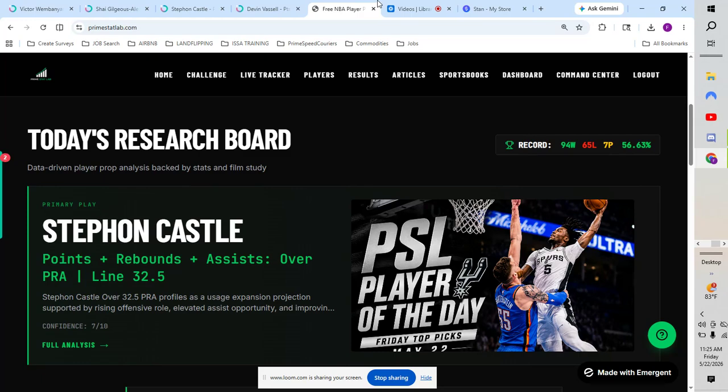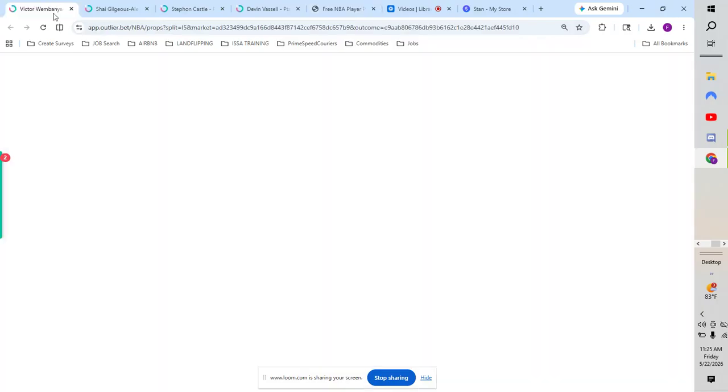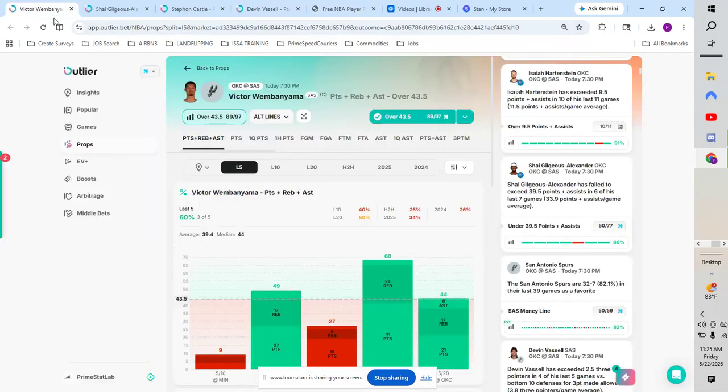Let's break it down. Victor Wembanyama, the man, the beast. This is not a floor-based over. This is a ceiling volatility superstar play. Wemby needs 44 points, rebounds, and assists. And I'll tell you, the line is really sitting at the under. I'm choosing the over tonight.